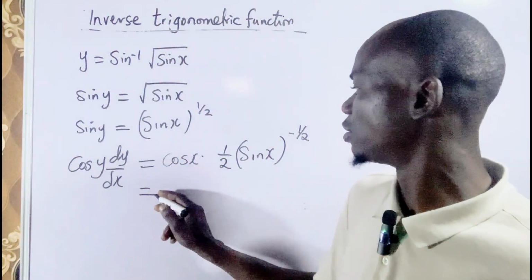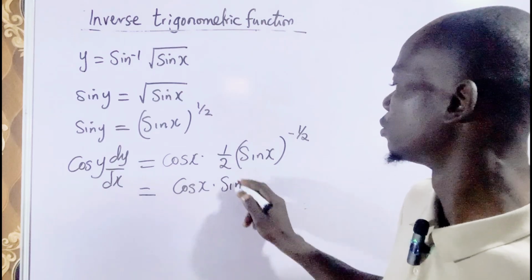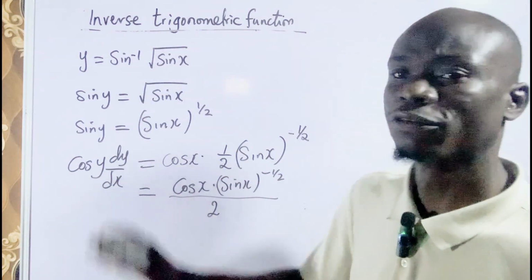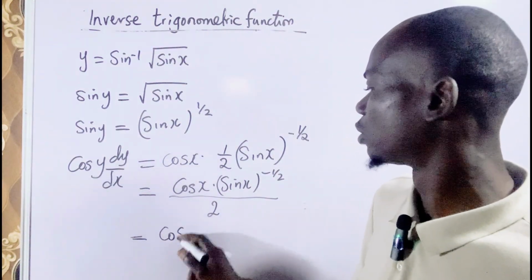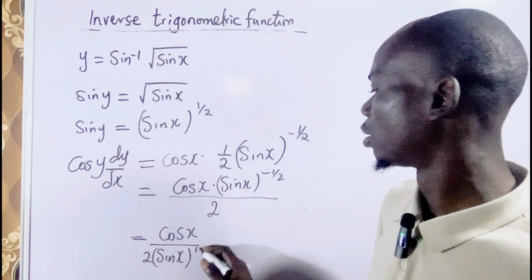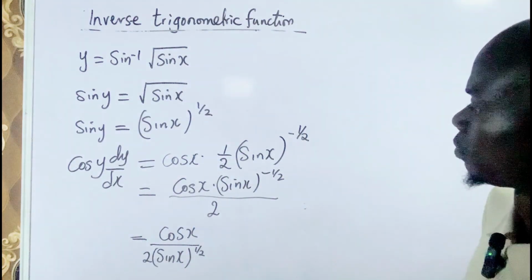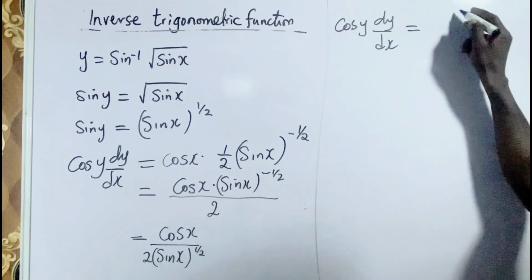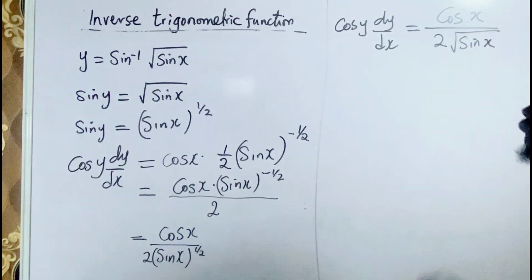Okay? So if I simplify this, this is cos x times sine x raised to power minus half, all over 2. Or you can bring the half to the beginning. To make this power positive, you can take it down further to be cos x all over 2 sine x raised to power half. So half is also the same thing as the square root of sine x. So this will give me cos y dy/dx equals cos x over 2 root sine x. That's what it means.